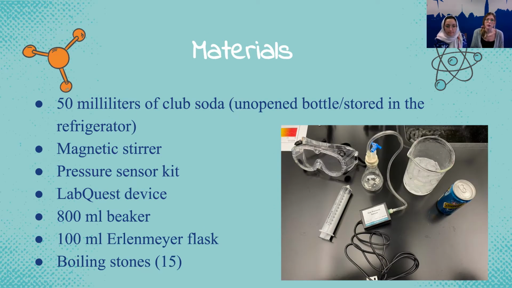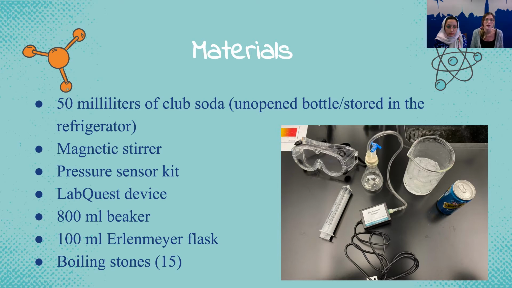So to begin with our actual demonstration, there's a few things you need beforehand. We tried to keep things limited to what a general high school laboratory would have, so that way plenty of people can use the demonstration. You're going to need an unopened bottle of club soda, a bottle or a can. It needs to be stored in the fridge, and it's very important that it's a new bottle each time you start your experiment.